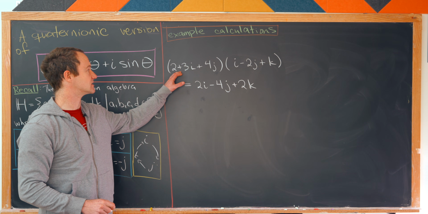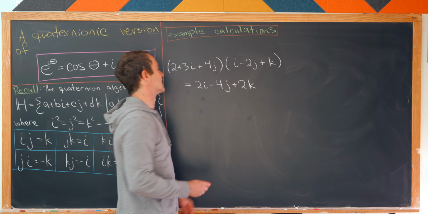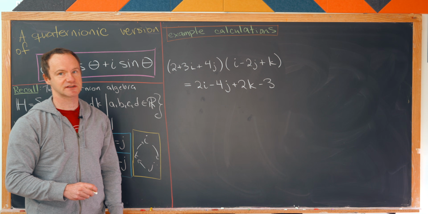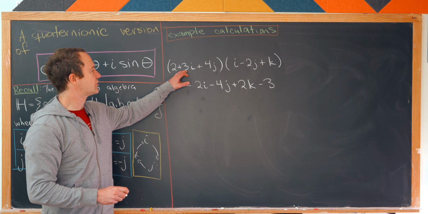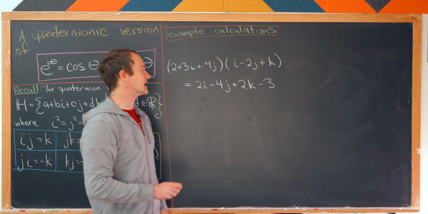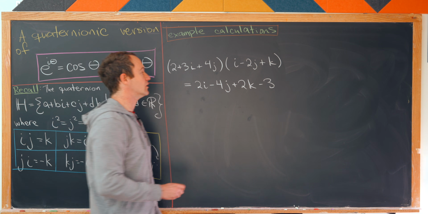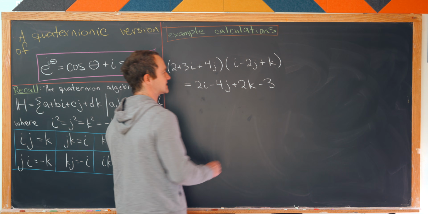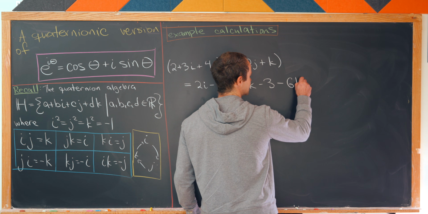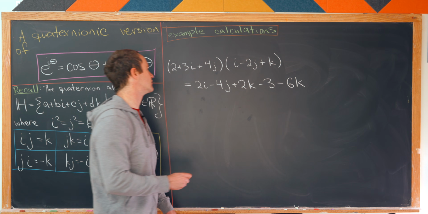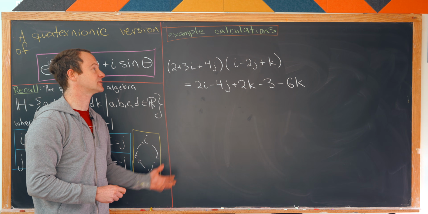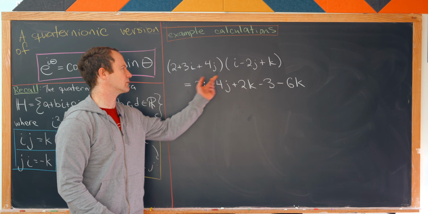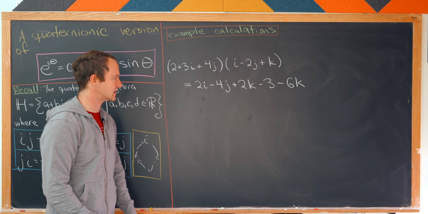Now let's do the second term. So 3i times i will be -3. That's because i squares to -1. 3i times -2j will be -6k. So let's talk our way through that. That's because 2 times 3 is 6, and then i times j is k, like over here, so that means we maintain this minus sign.